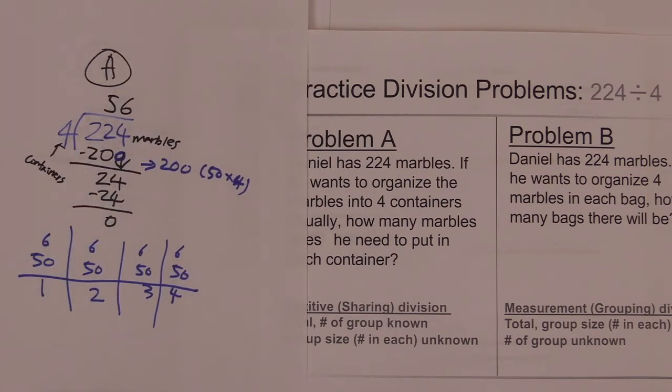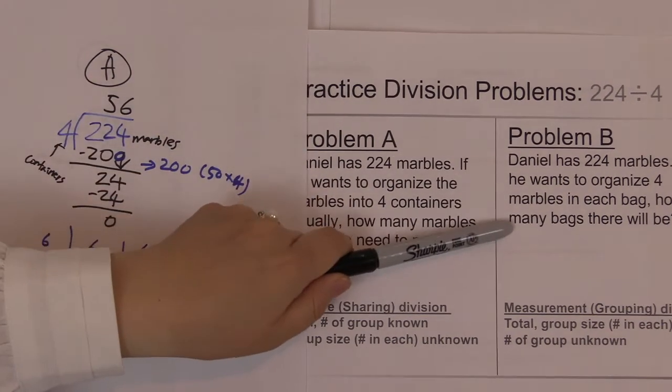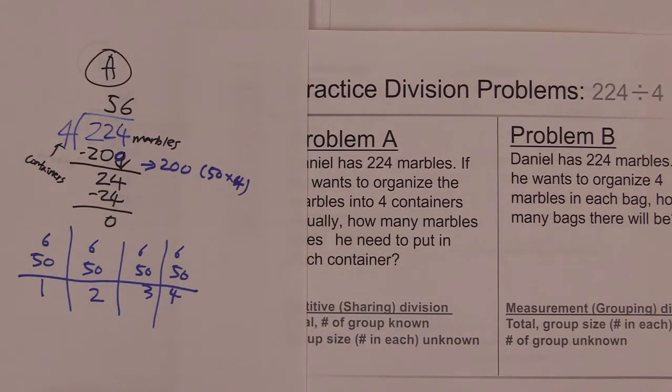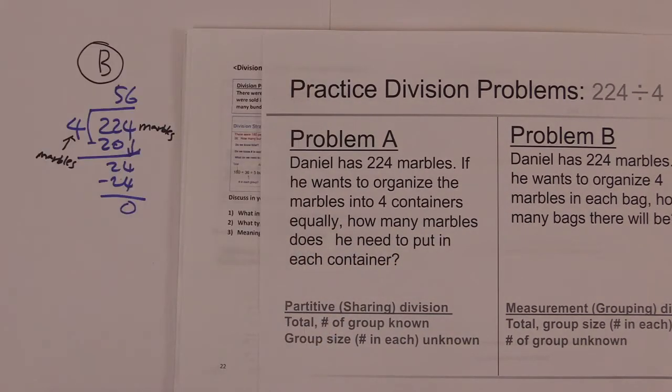So for sharing types of problems, maybe you want to use something concrete or some other kind of thinking about it, then maybe you can move this to the algorithm. But if you want to teach the algorithm purely, then I recommend you use measurement types of problems, because for measurement, I know what it means. I know how many times 4 marbles can go into 224 marbles. I can make groups of 4 at a time, and I want to know how many groups of 4 I can make in 224 marbles.